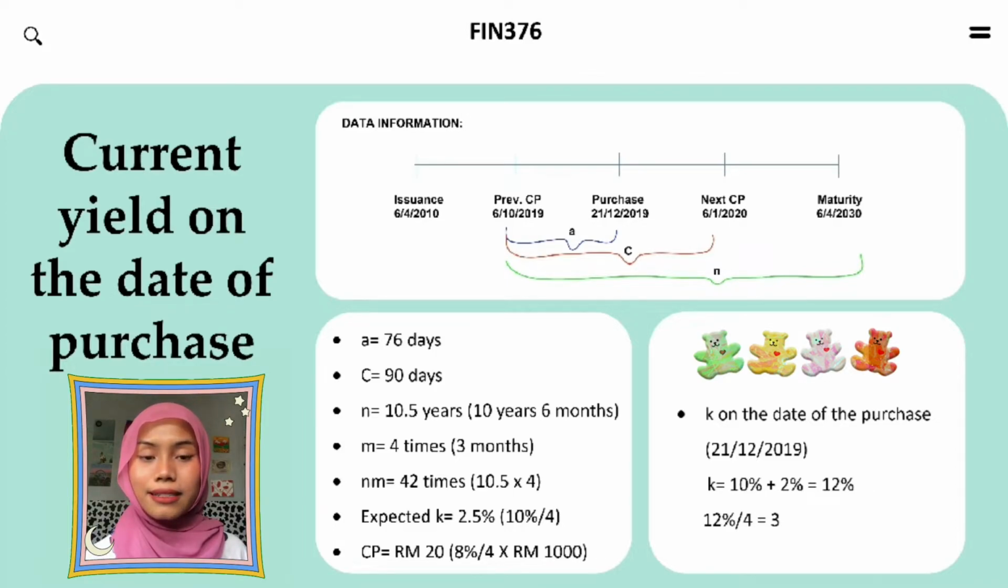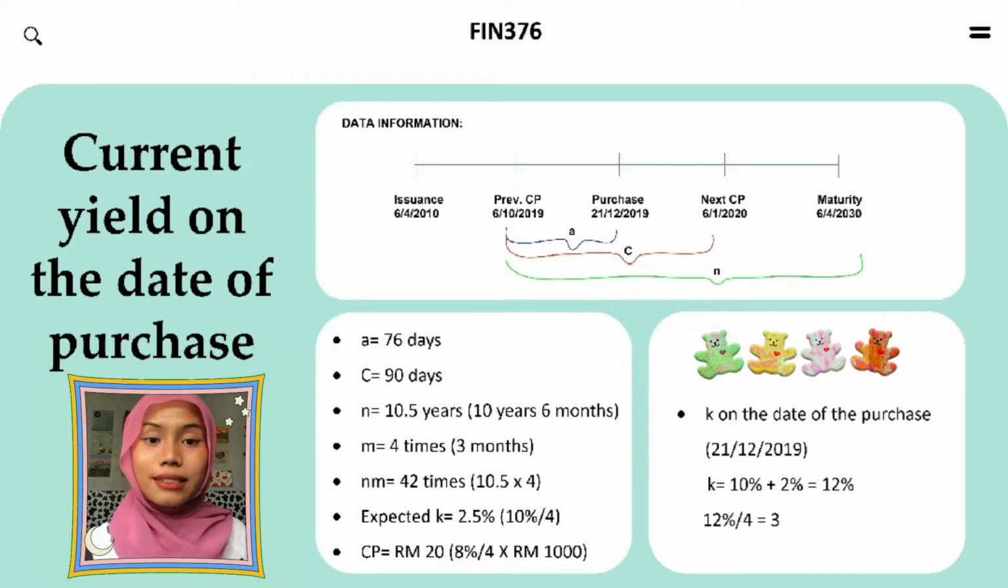Next, we need to find C. It is a period between the previous coupon payment and the next coupon payment, and the days are 90 days. Next is N. It is a period from the previous coupon payment until the maturity date, and it is 10.5 years. Since it is quarterly, it is 4 times for the M. Hence, the NM is 42 times because we have multiplied 10.5 years with 4 times.